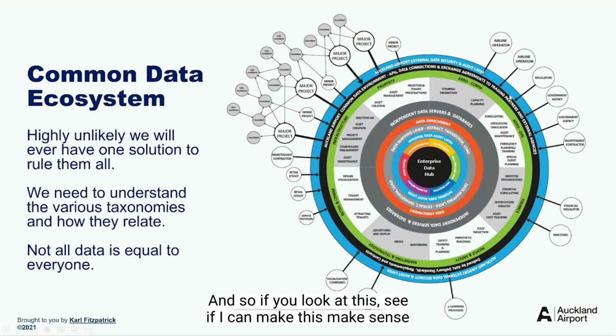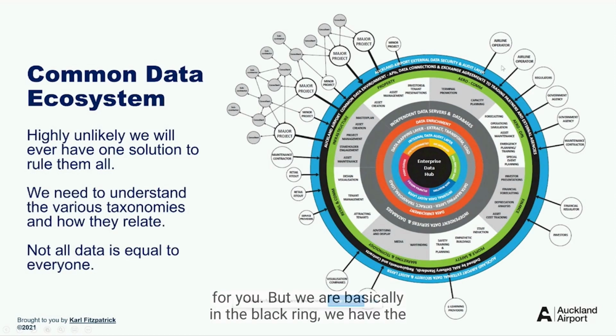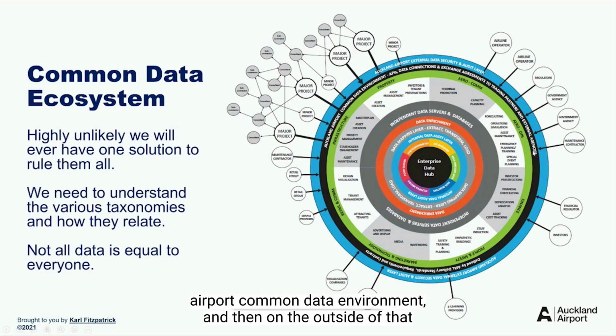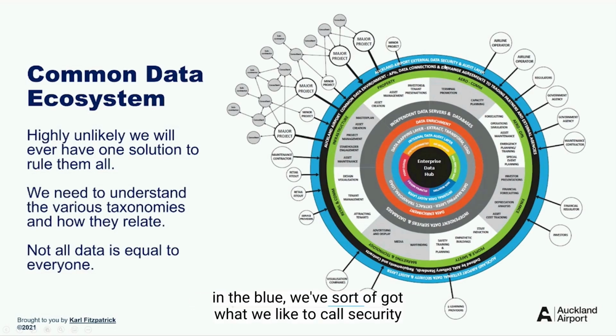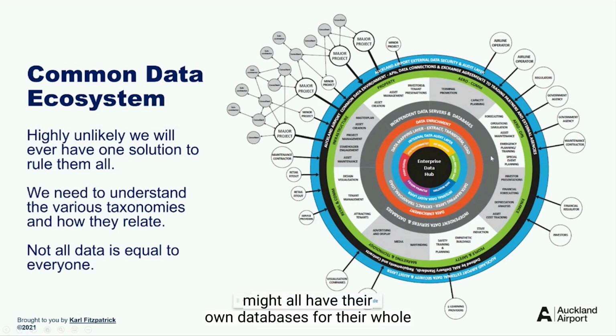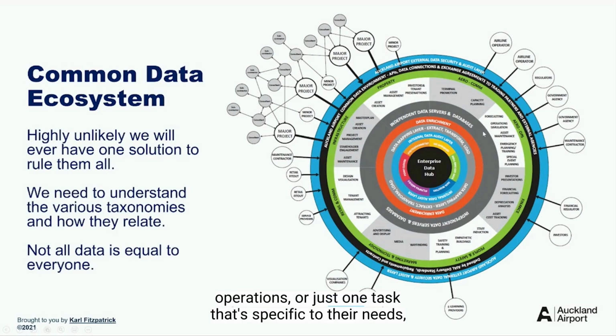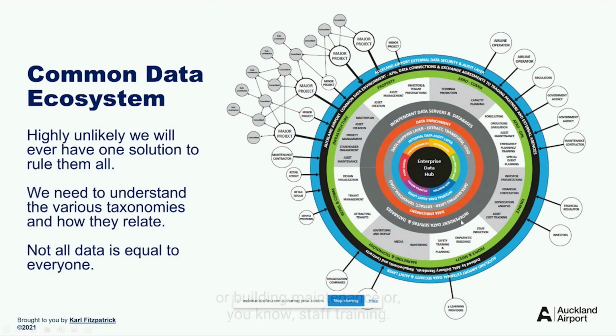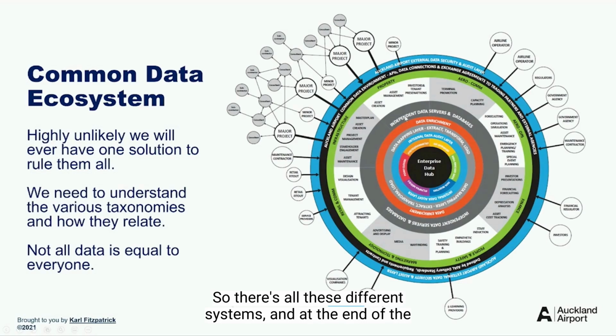And if you look at this, see if I can make this make sense for you, basically within the black ring we have the airport common data environment, and on the outside of that in the blue we have what we like to call the security layer. Then within, you've got each segment as a different part of the business, and each part of the business has its different use cases. They might all have their own databases for their whole operations, or just one task that's specific to their needs, whether it's managing airfield lights, building operations, building maintenance, or staff training.